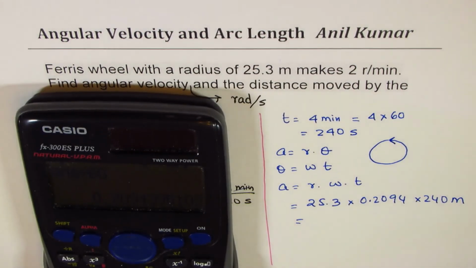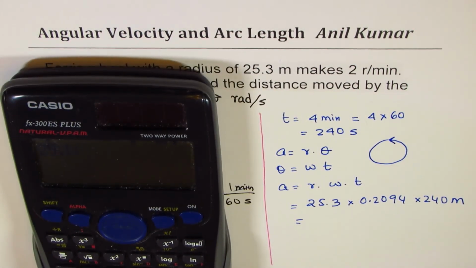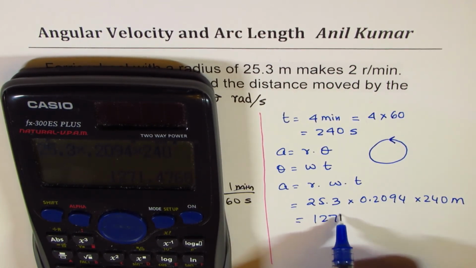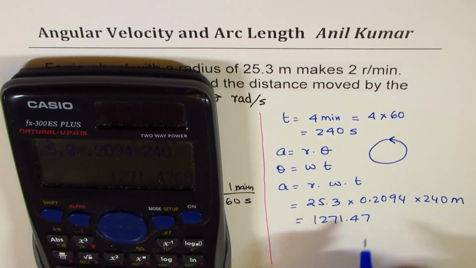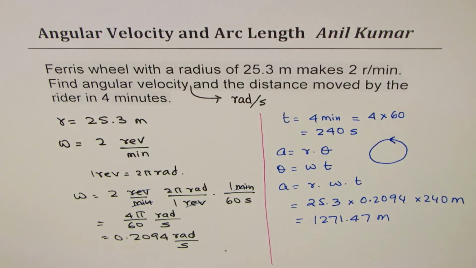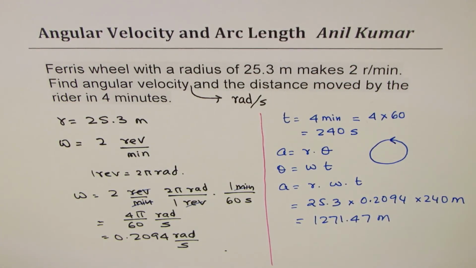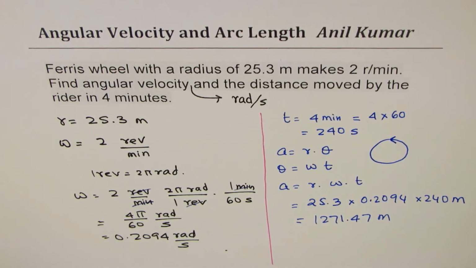So let's do this calculation. 25.3 times 0.2094 times 240 gives you 1271.47 meters. Correct? So that is the distance moved in this particular case. So that is how you could actually solve this particular question.